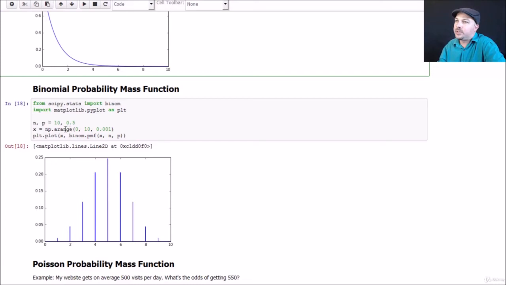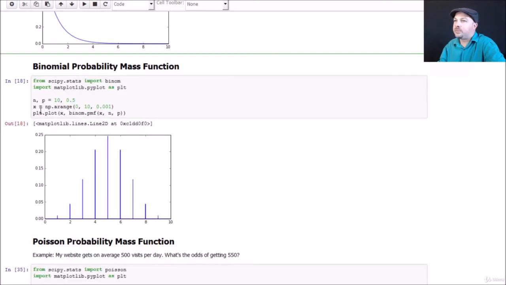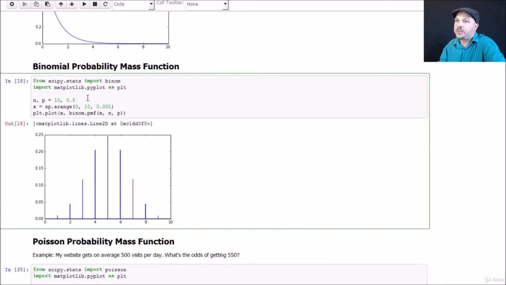We're creating some discrete x values between 0 and 10 at a spacing of 0.001. And we're saying I want to plot a binomial probability mass function using that data. And with the probability mass function, I can actually specify the shape of that data using two shape parameters, n and p. In this case, it's 10 and 0.5. If you want to go in and play around with different values to see what effects it has, that's a good way to get an intuitive sense of how those shape parameters work on the probability mass function.